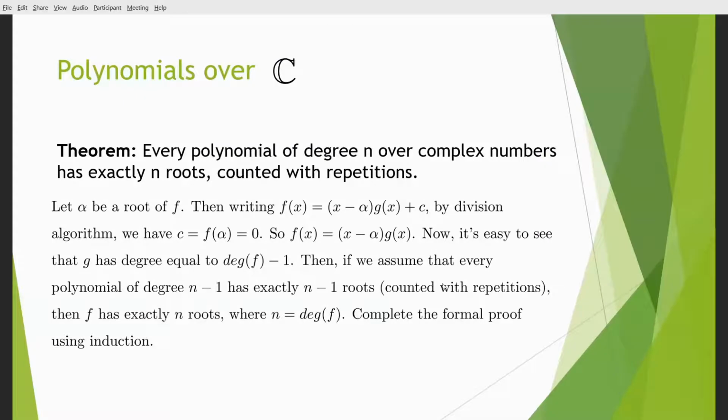Every polynomial of degree n over complex numbers has exactly n roots counted with repetitions. So how do we prove this? All of you are familiar with the division algorithm over complex numbers, right? I think it was discussed in the previous class. Is everyone familiar with the division algorithm, or at least with the factor theorem or the remainder theorem?